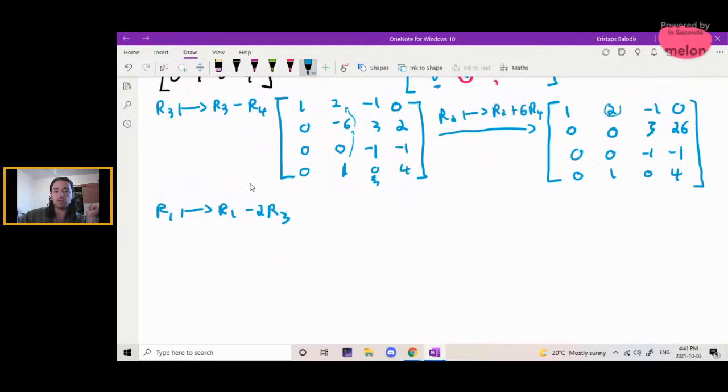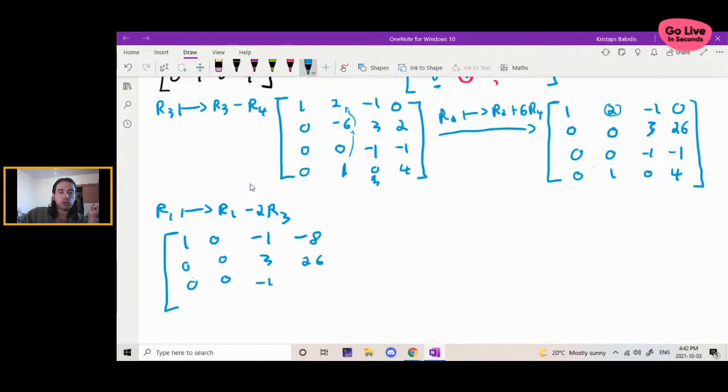And then I want to go row 1 becomes row 1 minus 2 times row 4, because I still want to get rid of this 2 up here. So this is going to be 1, 0, minus 1, minus 8, 0, 0, 3, 26, 0, 0, minus 1, 0, 1, 0, 4.